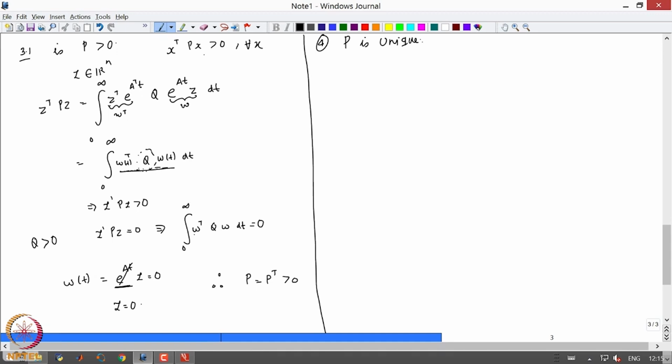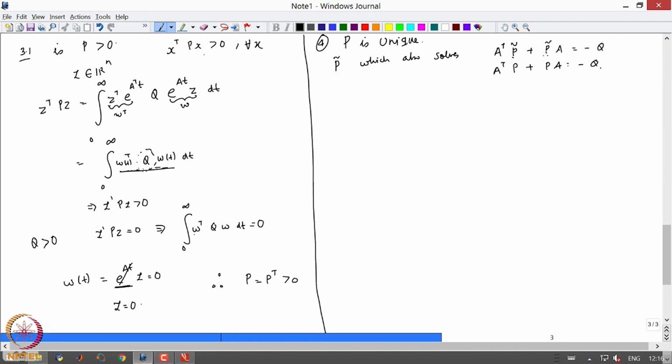Okay. Now, let me just consider any other P tilde which also solves this thing: A transpose P tilde plus P tilde A is minus Q, right. What I already know from the first 3 points here is that P is also a solution. So, this guy P tilde comes from nowhere and claims that, okay, I am also a solution.